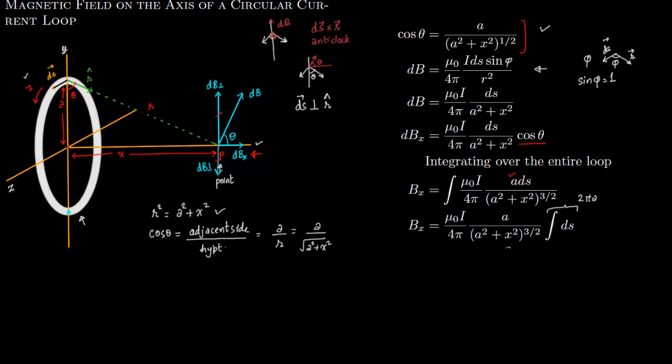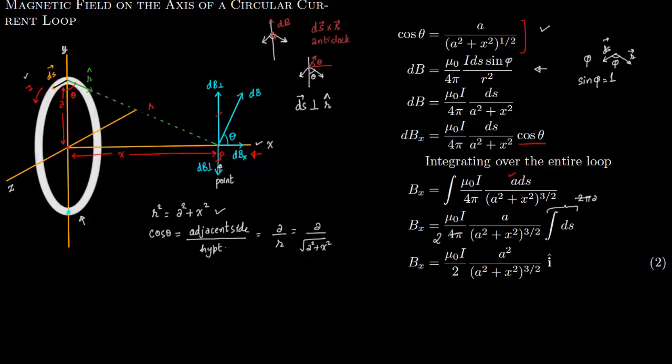Now you do the cancellation. You get 2 here. And a times a becomes a squared. So you get mu naught I by 2 times a squared divided by a squared plus x squared to the power of 3/2. And we are writing here a hat on I because the way we have demonstrated, this is in the direction of the x-axis. The origin of the circular loop lies at the origin of the coordinate axis. So this is how you get this field Bx.